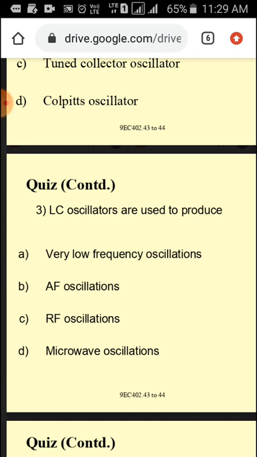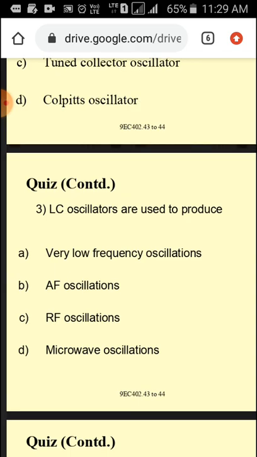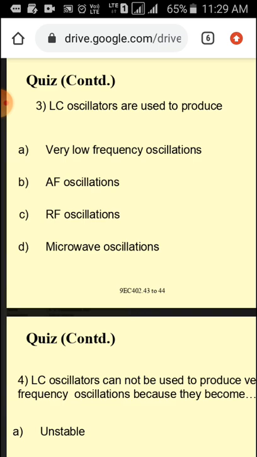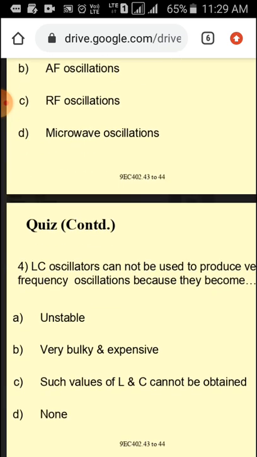LC oscillators are used to produce very low frequency oscillations, AF oscillations, RF oscillations, microwave oscillations. LC oscillators are used to provide RF oscillations. So our answer becomes C.